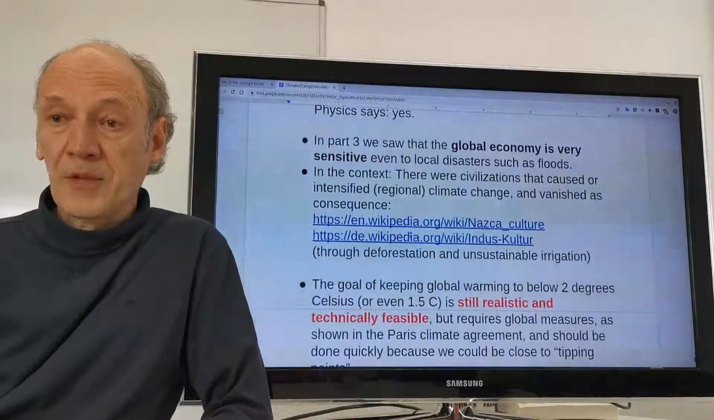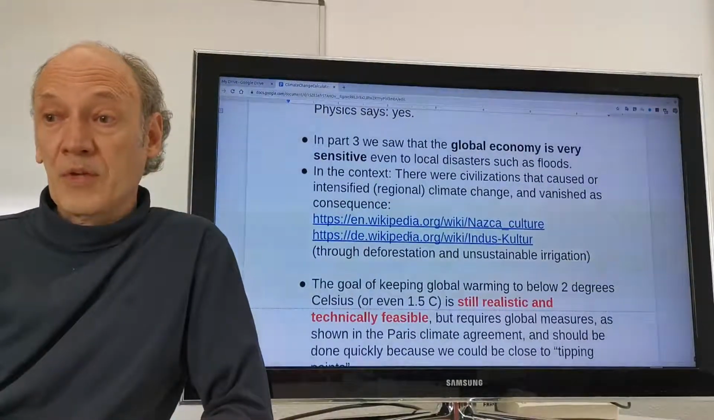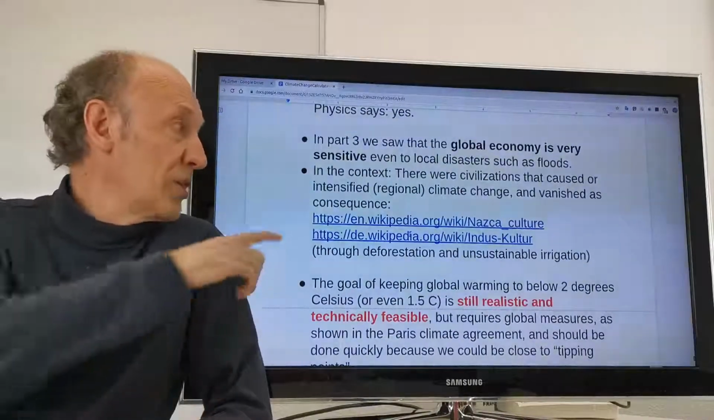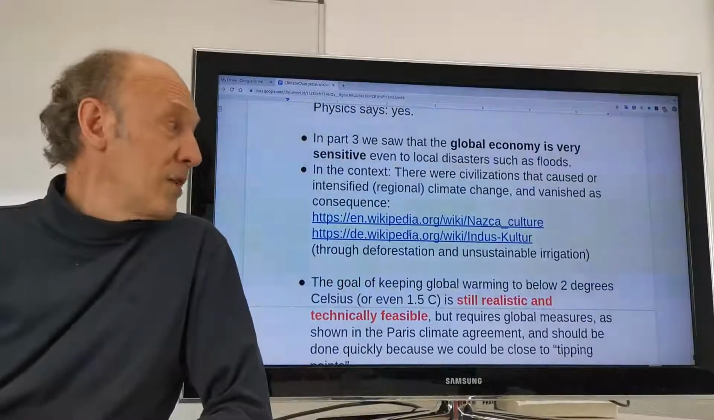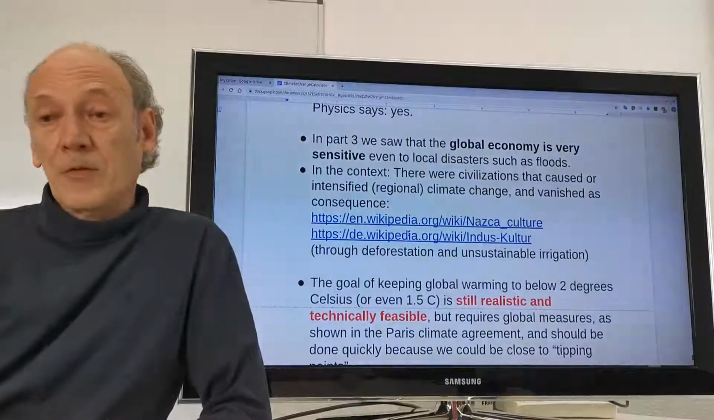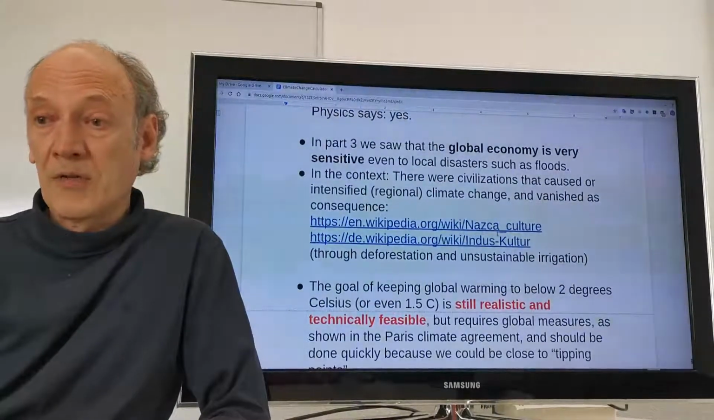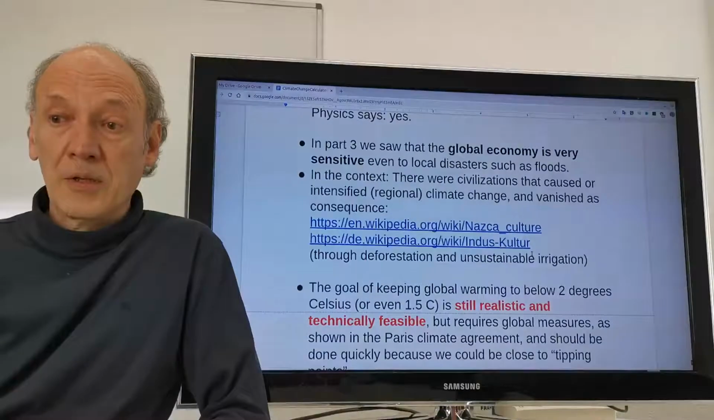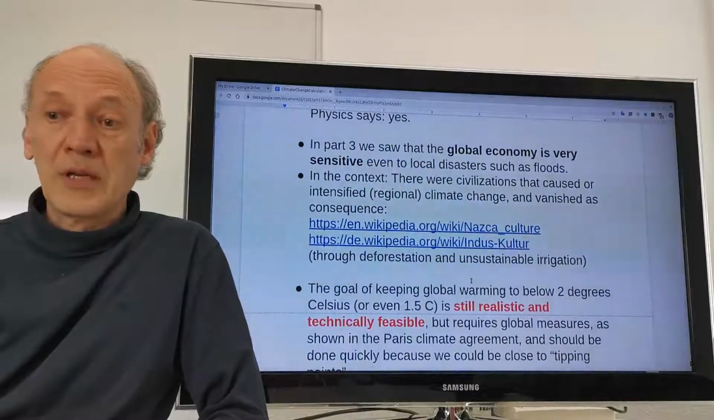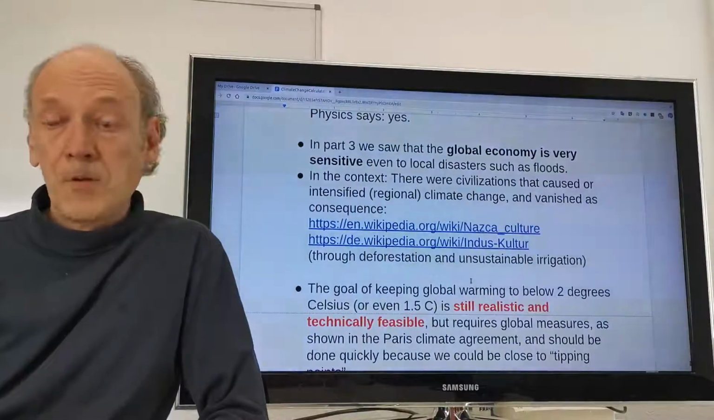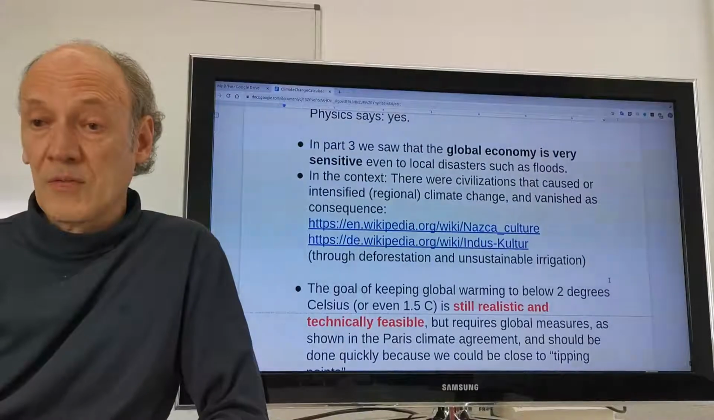In that context, there were civilizations before that caused or intensified regional climate change. Sometimes they caused it, sometimes they just intensified it, and they vanished as a consequence. They couldn't adapt. So it's a lesson that we can learn from the past. Examples are the Nazca culture or the Indus culture in India. They caused this mainly through deforestation and also unsustainable irrigation. Basically, that led to these civilizations vanishing.